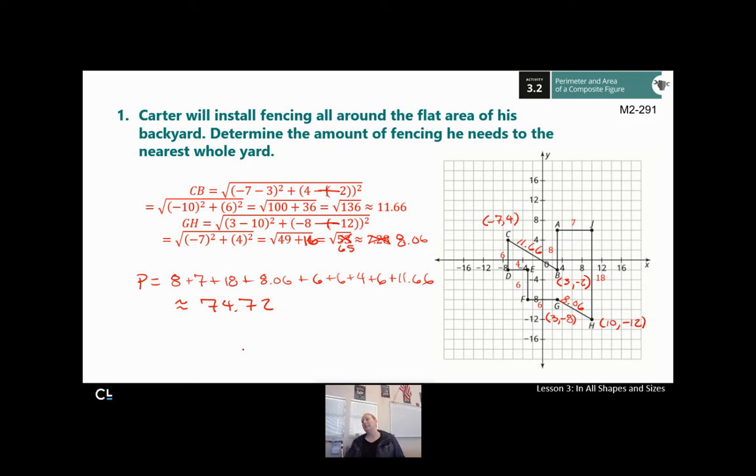And I got about 74.72. Well, since I got 74.72, again, he's installing fencing. He's going around, and it does say yards, and it does say to round to the nearest whole yard. So it looks like we need to round that up. And we're going to say that Carter needs 75 yards of fencing. And that should be enough to fill in the flat area on his backyard. Awesome.